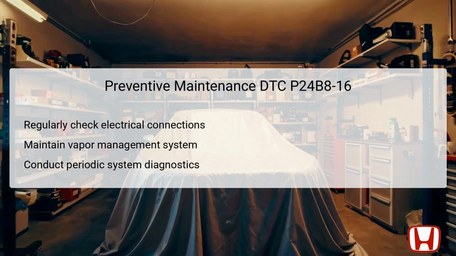Preventative maintenance plays a critical role in avoiding future DTC P24B8-16 occurrences. First and foremost, regularly inspecting all electrical connections related to the EVAP system is essential. This proactive approach ensures that any signs of wear, corrosion, or damage can be addressed before they develop into larger issues.